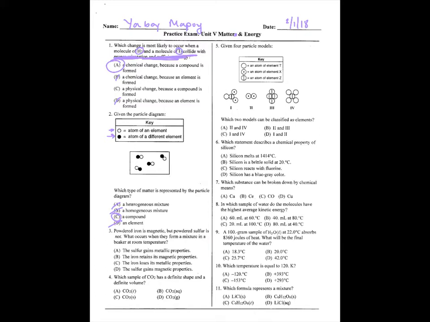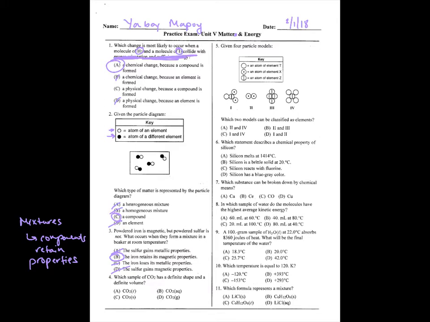Okay? Now number 3. Powdered iron is magnetic, but powdered sulfur is not. What occurs when they form a mixture in a beaker at room temperature? Alright, so anything about mixtures here. So key thing about mixtures is that components retain properties. So here this mixture is containing both iron and sulfur. So each of them are going to keep their own properties. They're not going to gain one from the other. All right. So sulfur is not going to gain properties. Iron will definitely retain its magnetic properties. Iron will not lose anything. Neither will sulfur gain magnetic properties. Okay. So in mixtures, components here retain their properties of themselves.